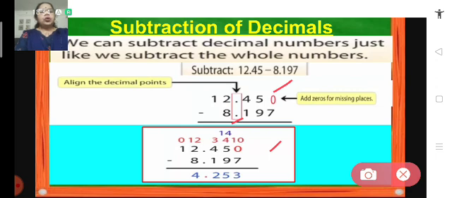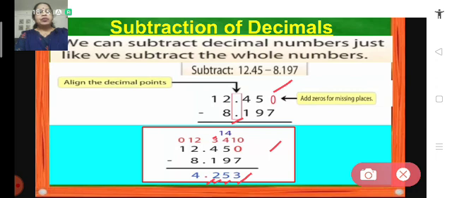So 0 borrows 1 from hundreds and it becomes 10. 10 minus 7 becomes 3. The 5 in hundreds place has become 4. So 4 minus 9 we cannot do. Again it borrows 1 from tens. And here it becomes 14. 14 minus 9 becomes 5. Then we have 3 in tens place. So 3 minus 1 becomes 2. Then we write the decimal point, and then we move on to ones place.